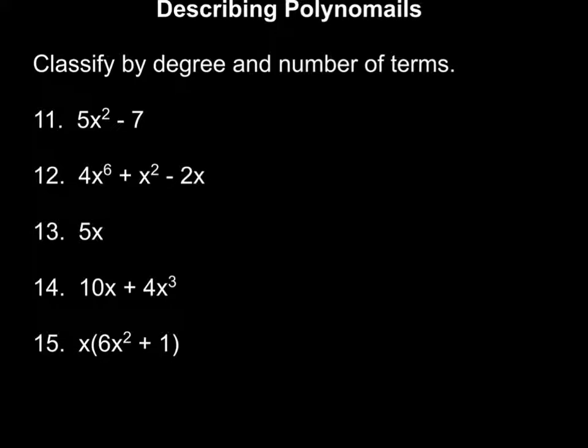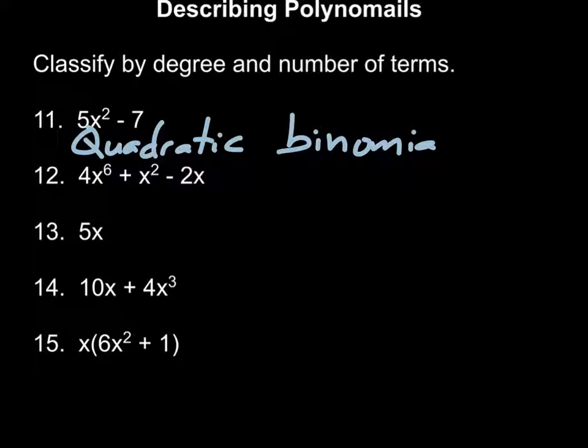All right, so for number 11 there, when we classify by degree and number of terms, we always list the degree part first. So looking at number 11, you notice the highest exponent number is 2. And if it's 2, that means it is a quadratic. So the first thing I write then is quadratic. Now I classify by number of terms. I see 2 terms there. And since there are 2 terms, remember separated by addition and subtraction, that means it is a binomial. So we call this a quadratic binomial. Repeat that same process for the other 4 to put all the pieces together.